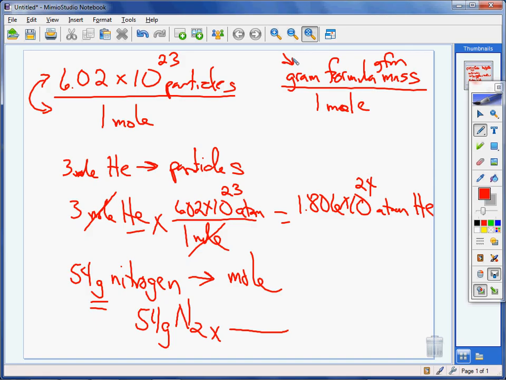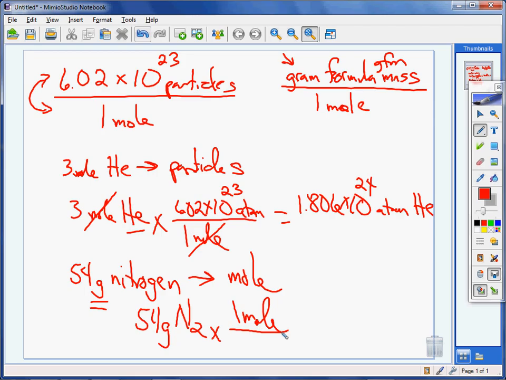Where's the 1 mole going to go? On the bottom. Okay, so let's go with the bottom. If we put mole on the bottom, is it going to cancel anything? No. And it's on top. So again, it's easy to set these up because there's only one way that they're going to cancel. So 1 mole is going to go on the top. So that means the gram formula mass has to go on the bottom.